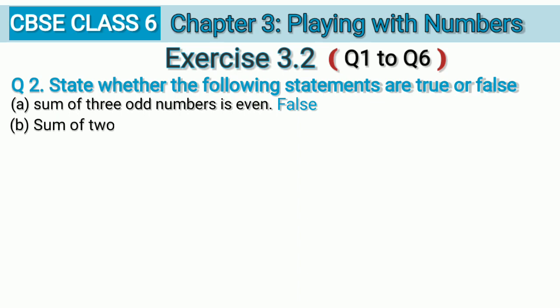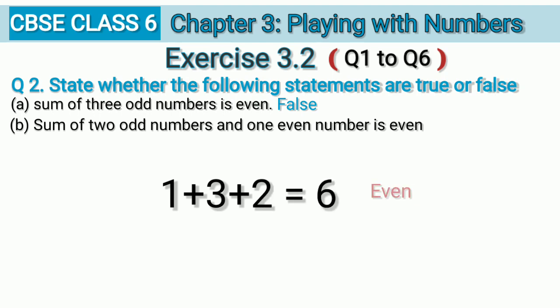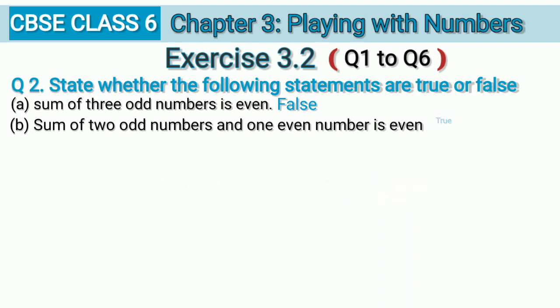The next statement is, the sum of two odd numbers and one even number is even. Let us check this. Two odd numbers, 1 plus 3, and one even number, plus 2, and the answer is 6, which is an even number. So this given statement is true.